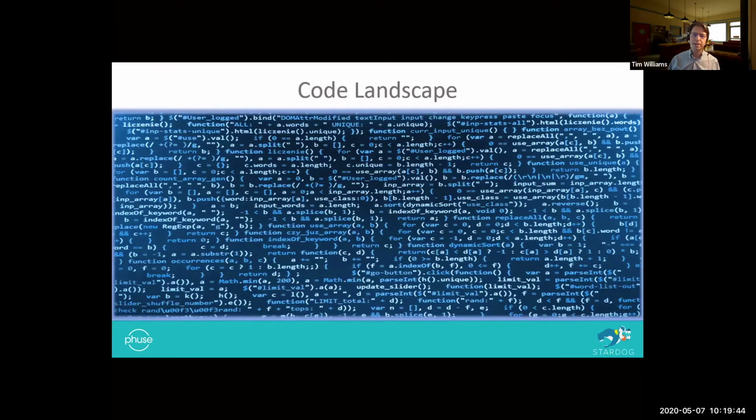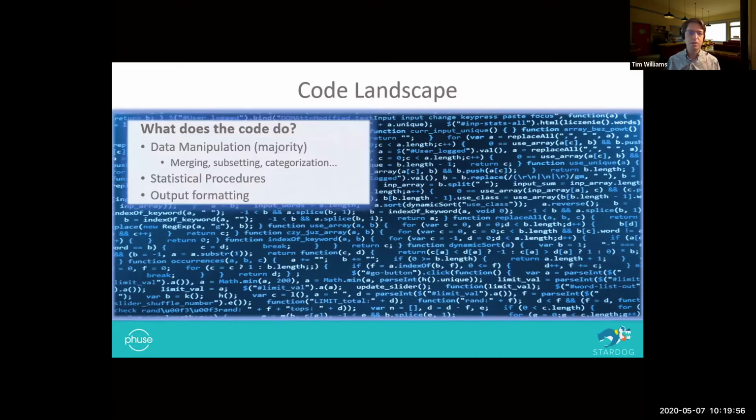The code landscape is often overlooked. For biostatistical analysis, the code is traditionally written in SAS, now increasingly in R, Python, and other languages and applications. What does the code do? A very large amount of the code does nothing more than basic data manipulation, merging, subsetting, categorization, and value coding as a setup for statistical analysis. Statistical procedures are the true value add at this stage. We also have a lot of code that performs output formatting for listings, tables, and plot displays.